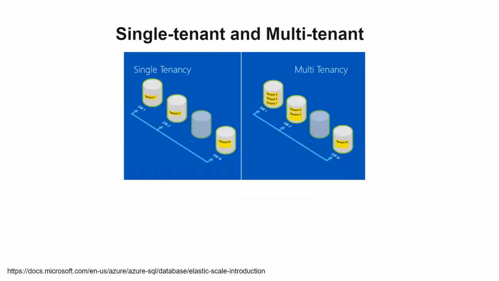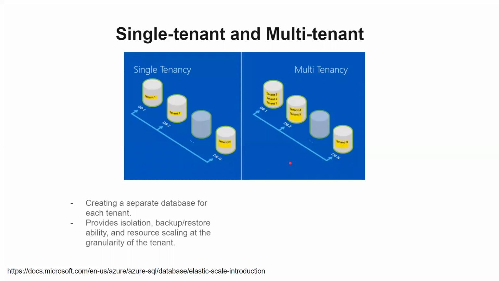This is an example of single tenant and multi-tenant. Here I was giving the example of sharding based on the tenant ID. If tenant 2 comes in and wants to retrieve some data, I know which shard to go to. It's a simple mapping. The benefit is that it provides isolation, and you can have resource scaling at the granularity of the tenant.